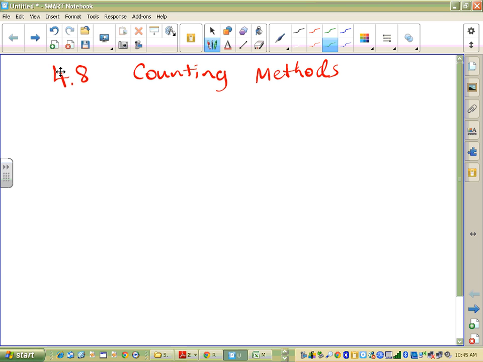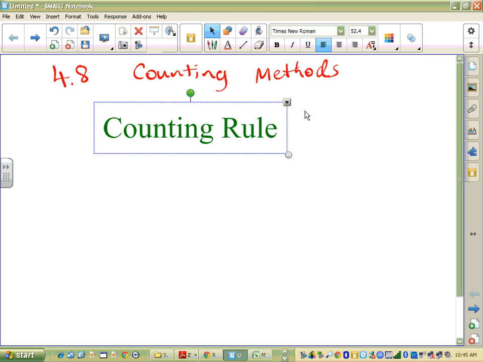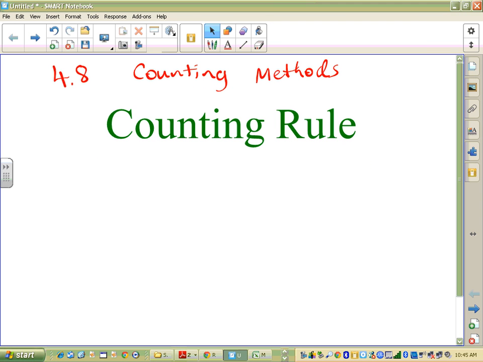There's a couple things that you're going to need in this particular section when you're doing the homework, one of which is the counting rule. The counting rule is real simple.